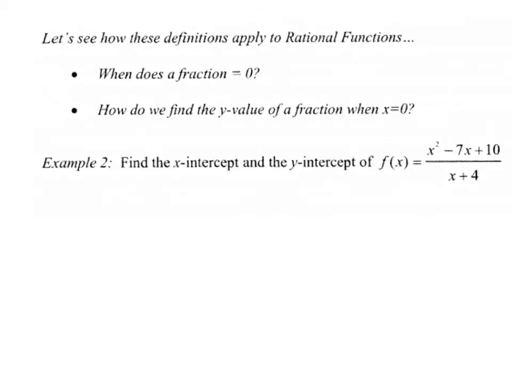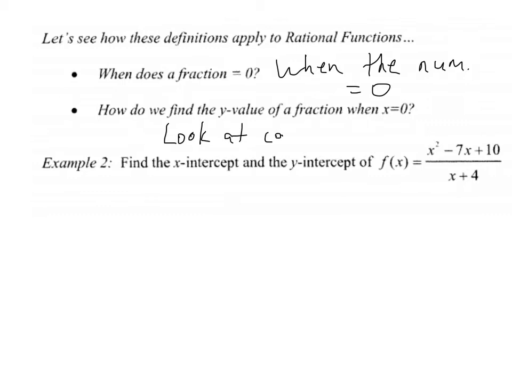A couple questions. Since we're dealing with a rational function, a fraction, when does a fraction equal 0? That's going to happen when the numerator equals 0. And how do we find the y value of a fraction if x is going to equal 0? Well, any place there's an x, that's going to go away because we plug a 0 in for it. So we look at the constants in the numerator and denominator.